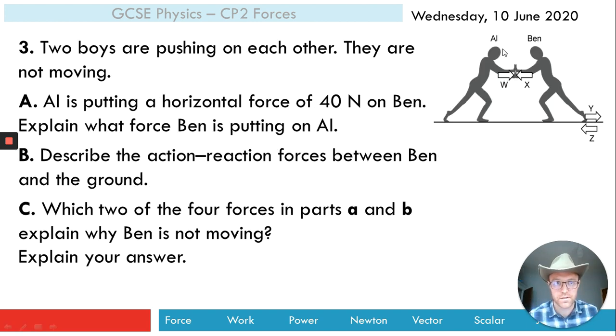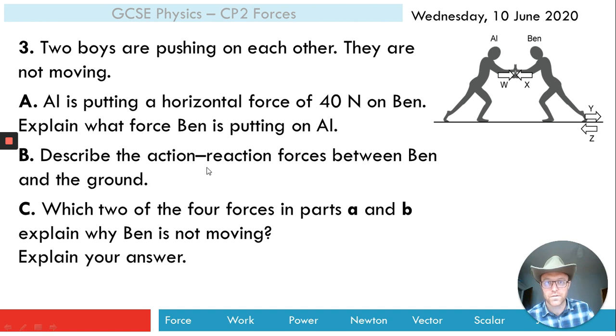Question 3. So here we are. This is Newton's third law, action-reaction pairs. Two boys are pushing on each other. They are not moving. Al is putting a horizontal force of 40 newtons on Ben. Explain what force Ben is putting on Al. So they are not moving. So what must the force of Ben be on Al?